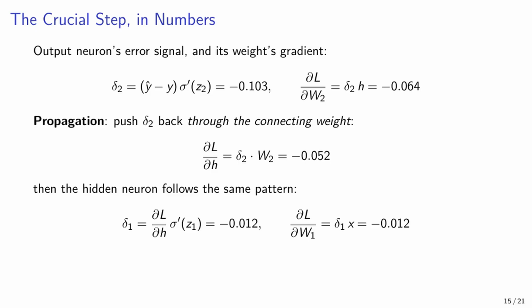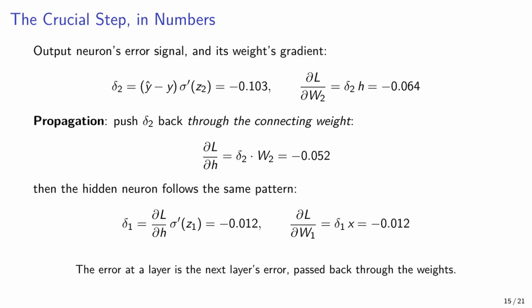From there, the hidden neuron follows the very same pattern. Its error signal delta 1 is that propagated error times the hidden activation slope, negative 0.012. And the gradient for the hidden weight is delta 1 times the input. Again, negative 0.012. That is the entire idea of backpropagation in one sentence.